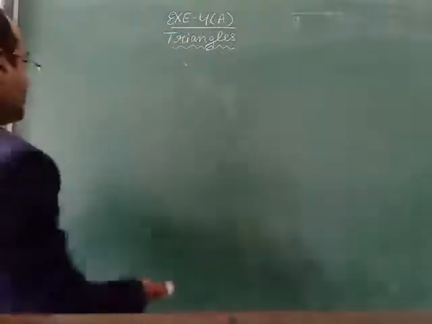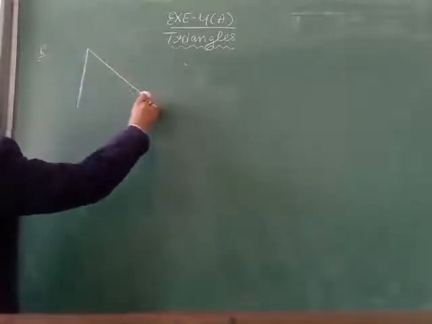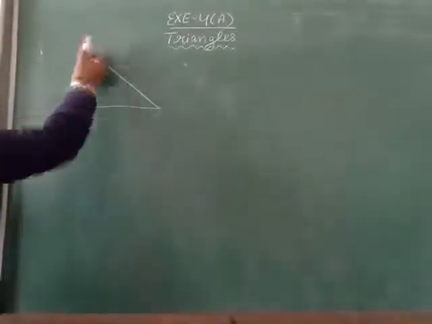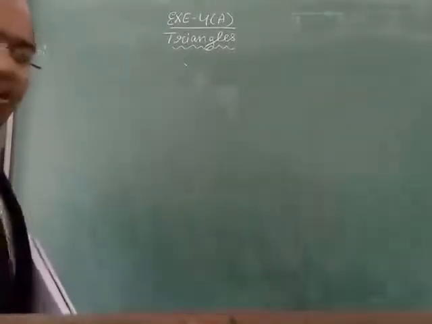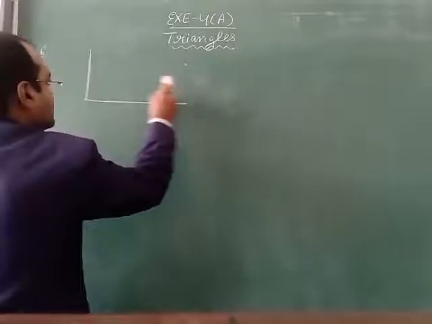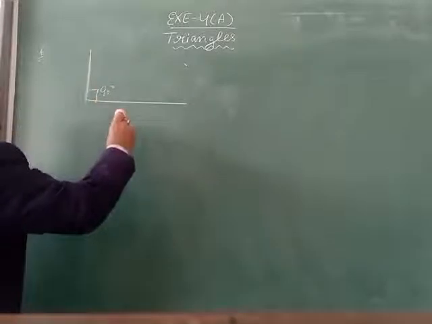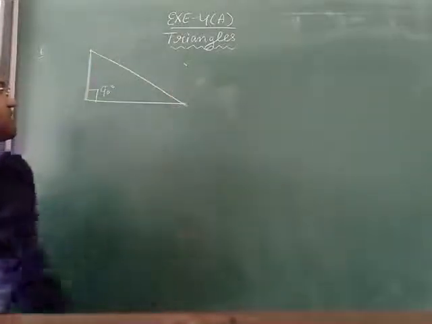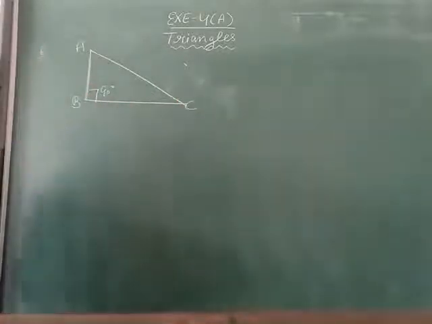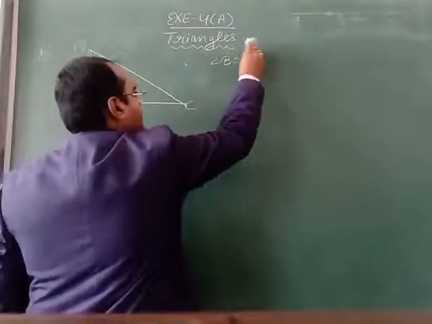So first of all what we will do, we will make one right angle triangle. Right angle triangle is in the shape of L. So first of all we will draw one L shape figure. This angle is 90 degree, right angle. We have to make a triangle, so we will close this figure with the third side. So this triangle is right angle triangle. In this right angle triangle, we had taken one angle 90 degree. Angle B we had taken as 90 degree.